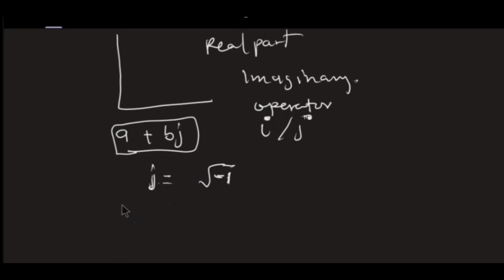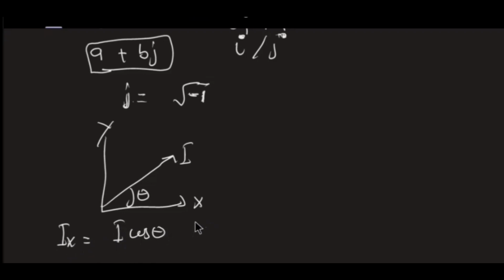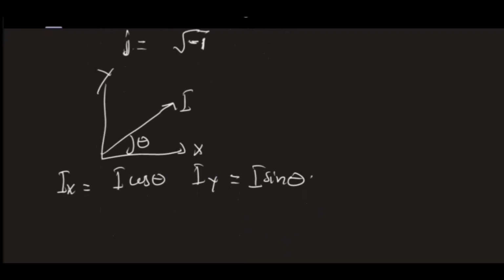And we can also draw a complex number graphically. I have a complex number I here, and I have the x-axis and my y-axis. There will be a theta here, right? So my complex number will have a real part Ix, which is equal to I cos theta. Then it will have an imaginary part Iy, which is I sin theta. So this is how complex numbers are represented. The imaginary part is always on the y-axis and the real part is always on the x-axis.